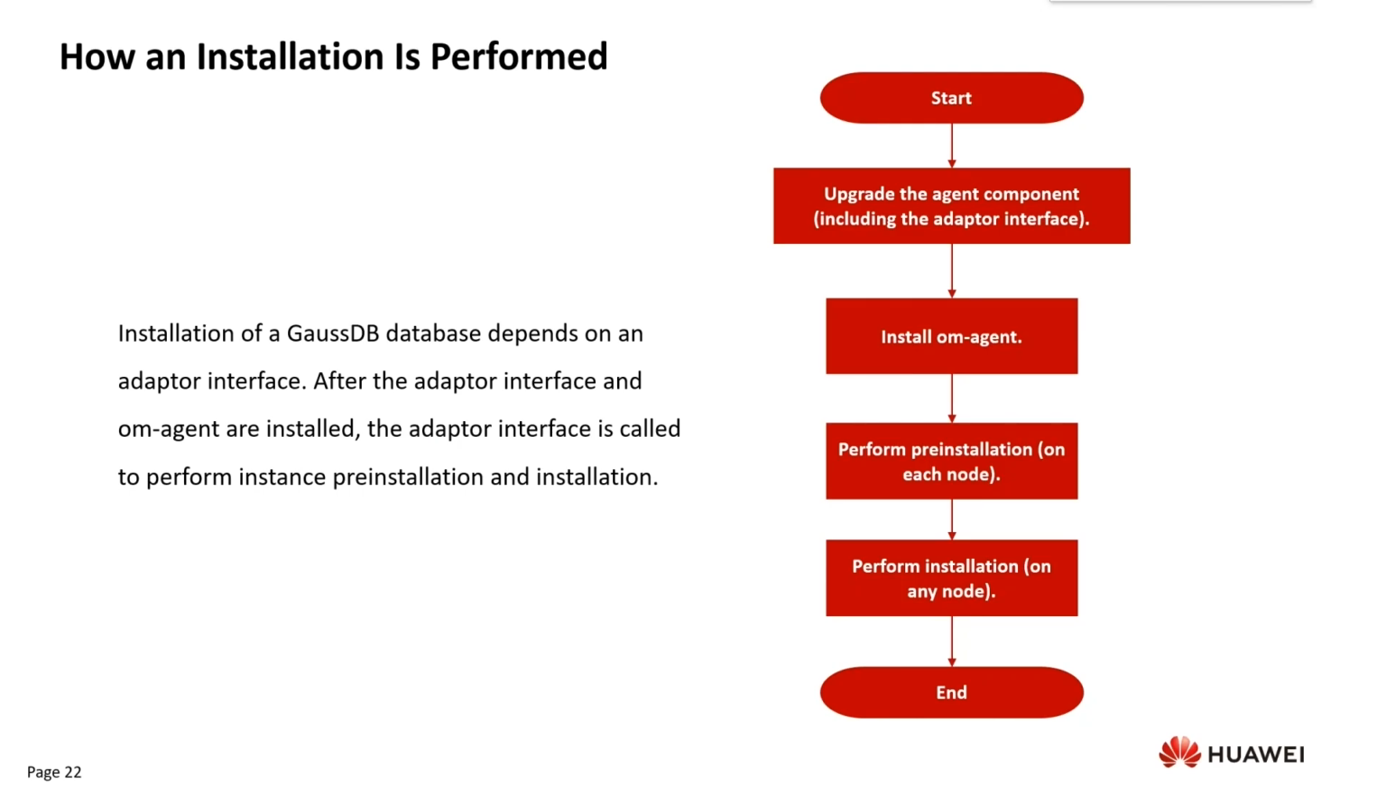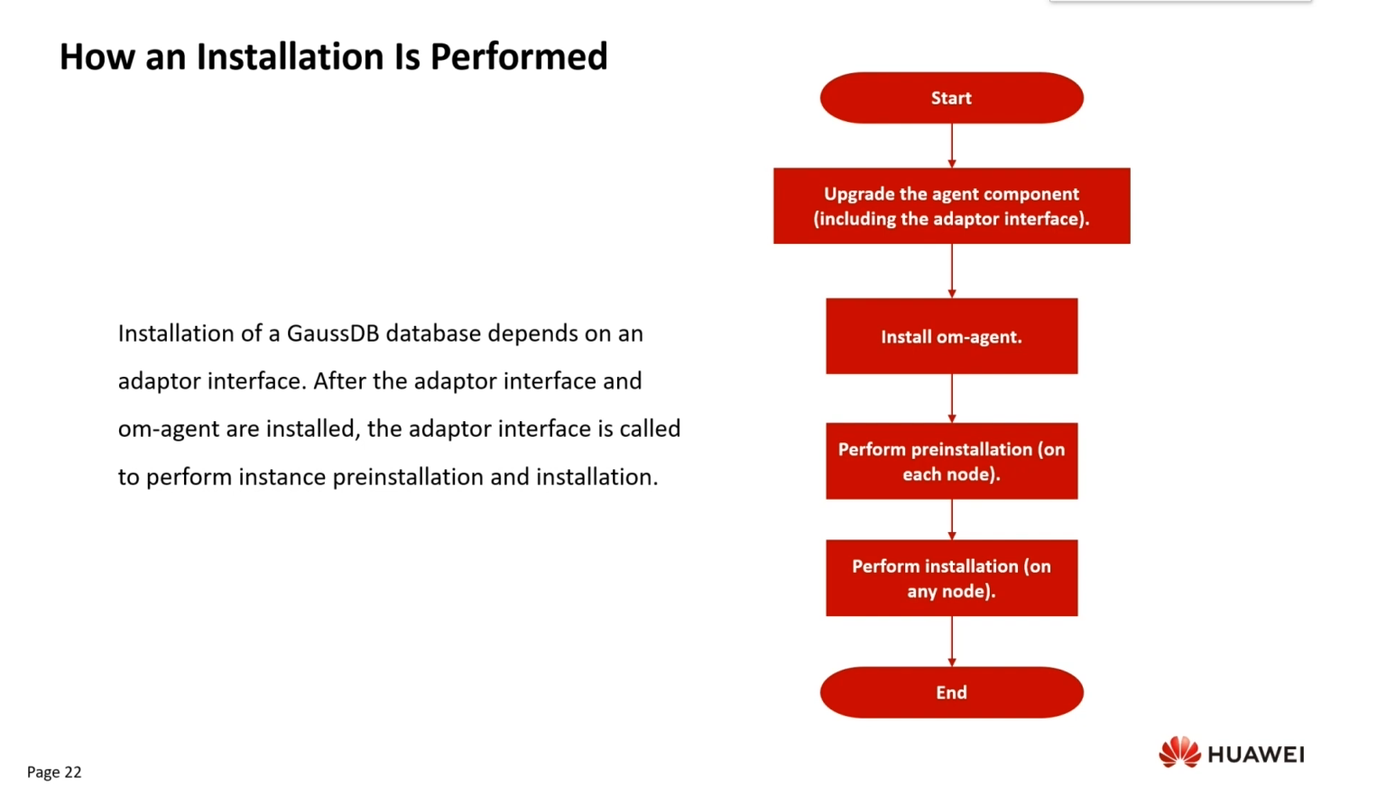GaussDB is installed and deployed using the adapter interface. The first step is to upgrade the agent of GaussDB management platform. This means that you need to deploy the agent of the latest version on an instance node. The second step is to install the agent and to perform instance preinstallation and installation. The adapter interface is a standard CLI interface provided by GaussDB. The interface is kept compatible with earlier versions.